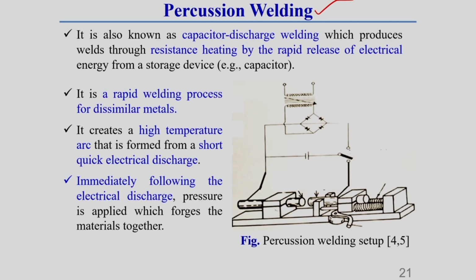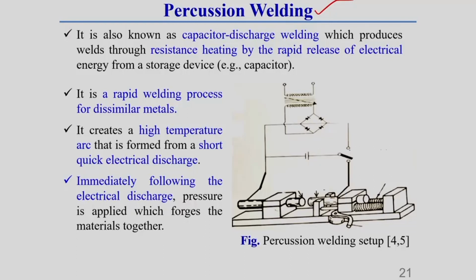Here one thing you should keep in mind, percussion means the striking of one body against another with some sharpness, impact or blow. So here generally sudden release of electric energy produces this weld. As it is a very quick and rapid type of process, that is why it is called percussion type of welding process. How it happens, that I will discuss in details here. Okay. So it is also known as capacitor discharge type of welding process.